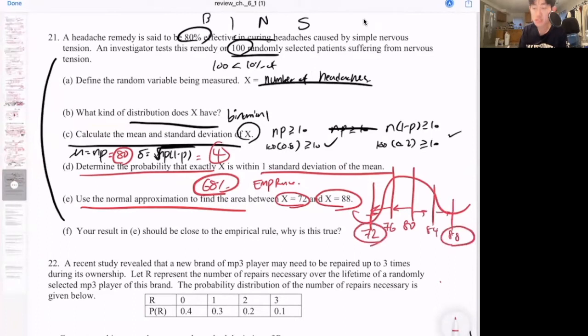So what happens is that 72 and 88, they're both numbers from the mean. You're moving 2 standard deviations away. So 2 standard deviations plus and minus from the mean. That means you can use the empirical rule and say that's 95% in total between those 2 values. The result should be close to the empirical values. Why is this true? Well, that's because you're moving 2 standard deviations away.